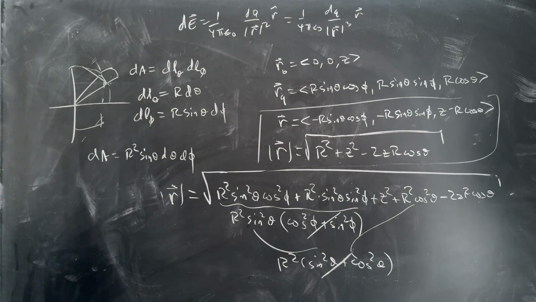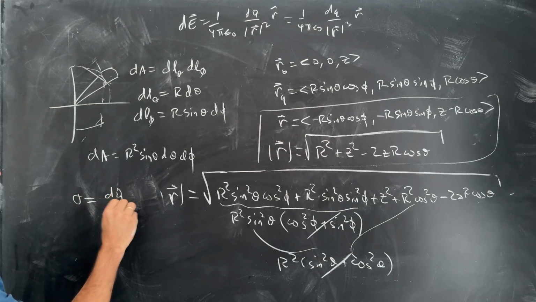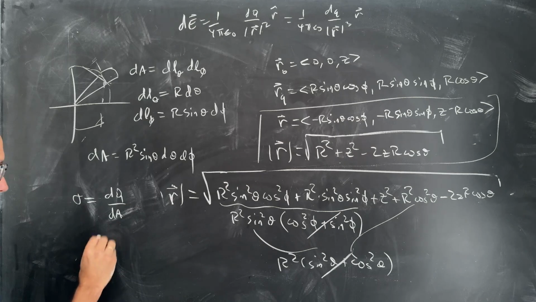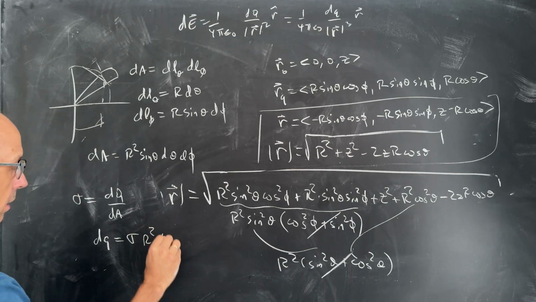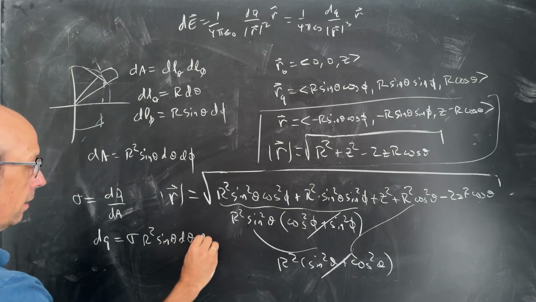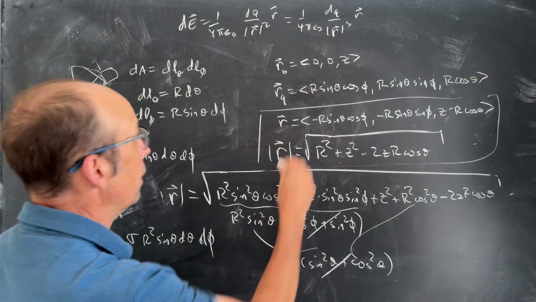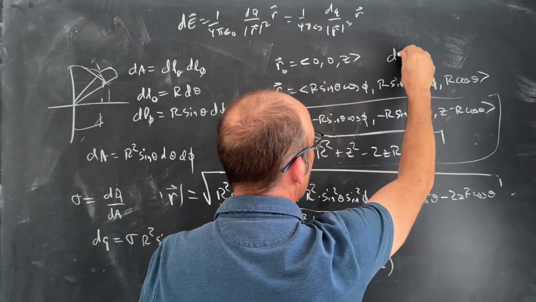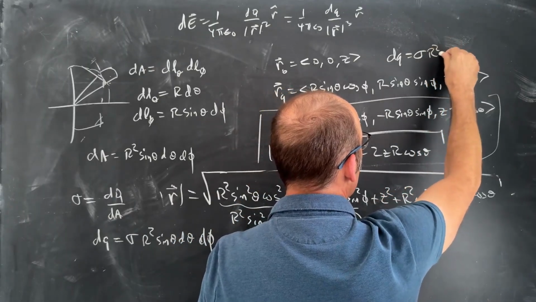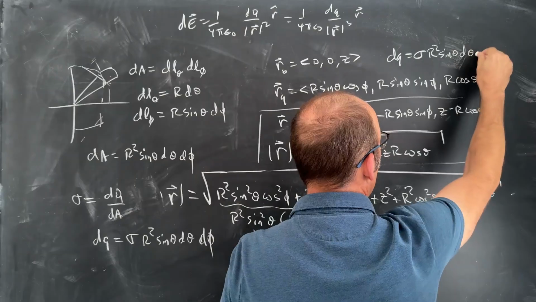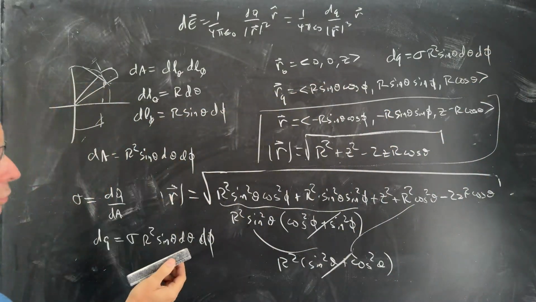And that matters because sigma is dq over dA. So dq is going to be sigma r squared sine theta d theta d phi. Whew, that's a lot of stuff there, right? Okay, let's put that up here before I forget it. So dq is sigma r squared sine theta d theta d phi. Now we can put it all together and write our electric field.